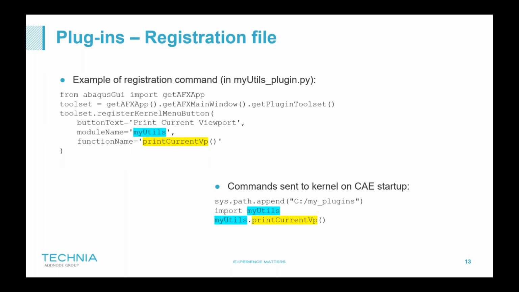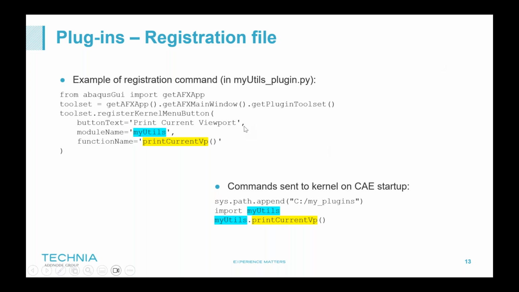And it's perhaps not surprising that the registration file needs to look a certain way in order for it to work properly. So here I'm showing an example of a registration command, which we would use if we want to add the plugin to the plugins menu in Abaqus. We need to call the register kernel menu button function. And I should mention that this code is not something that you have to memorize. An example like this exists in the Abaqus scripting guide in the documentation.